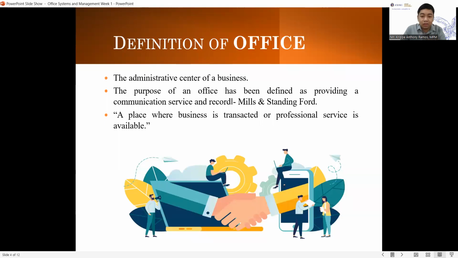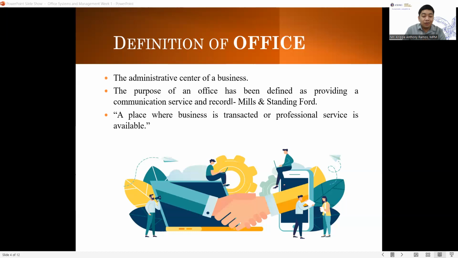Since we're already talking about office, let's talk about the definition of it. Office has been said to be the administrative center of a business. In order for a business to thrive, it is important that the administrative matters will be taken care of, and the one that will take care of your administrative affairs will be your office. Nandito lahat: yung inyong mga managers, mga empleyado, lahat ng mga papeles na kailangan in order for that business to thrive. Also, office has a purpose of providing a communication service and even the record. In order to communicate, to store data and record information, office is very essential.